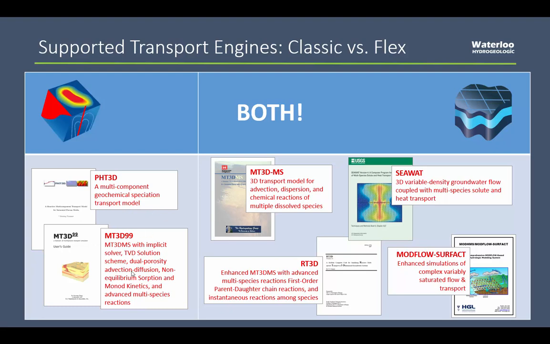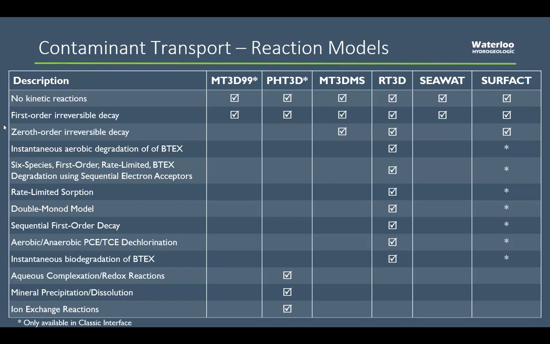MT3D99 is a pretty great contaminant transport engine, but we've found that newer contaminant transport engines have essentially superseded it or filled in the gaps, and they provide very similar capabilities. So when it comes to the reaction models, you can see MT3D99 and PHT3D are listed here on the left. We do support RT3D in Visual MODFLOW Flex at this point, which provides the largest selection of different contaminant transport applications or reaction models. And therefore, it supersedes some of these other engines that are available in Classic.